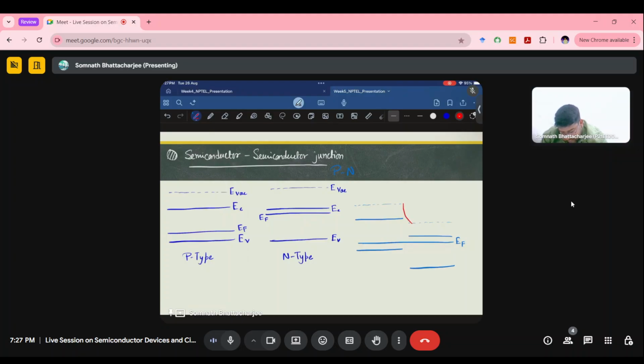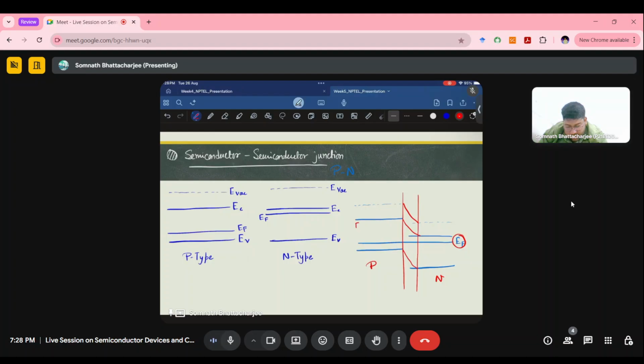There should be a bending like this. So I am drawing like this, but it should be a gradual decrease. So this is the P side and this is the N side. Based on this, there would be a junction forming between a P and an N type semiconductor, as the EF, that is the Fermi level, aligns in both the cases.